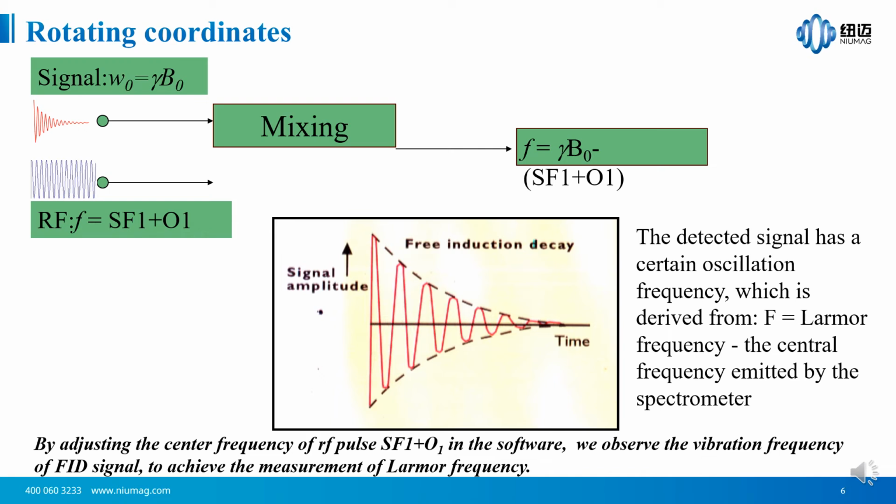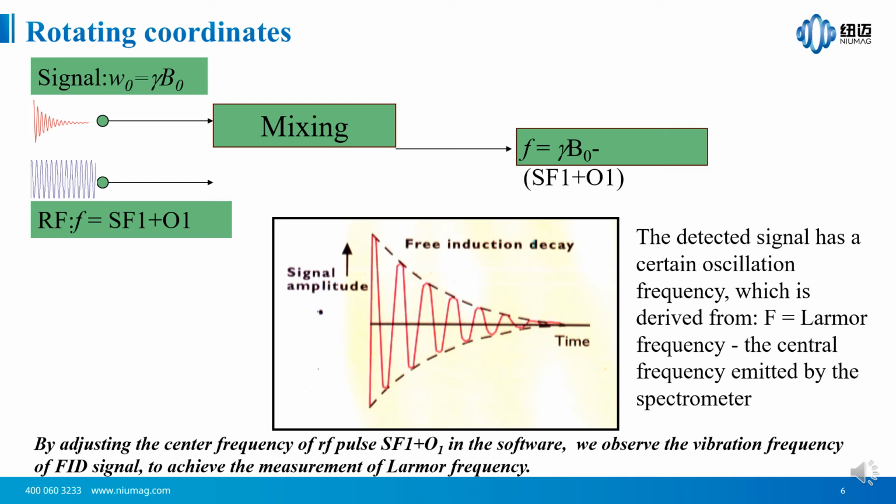Here, let me introduce you to the implementation of the rotating coordinate system. The rotating coordinate system is generally realized by the mixing circuit in the spectrometer system. Look at this graph. This is the NMR signal, and its frequency omega 0 equals gamma multiplied by B0.